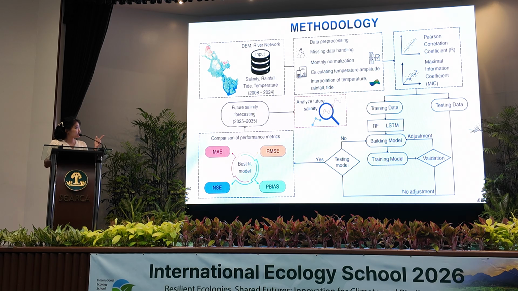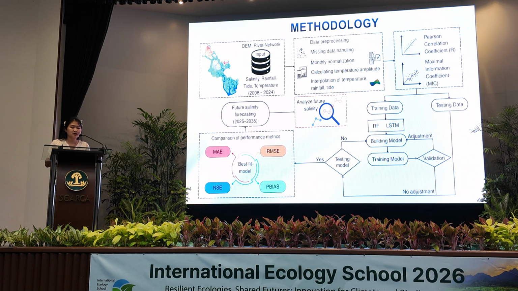The data is split into training and testing datasets. Then we build models using both random forest and long short-term memory algorithms. Each model goes through training and validation with adjustment until testing confirms good performance. We then compare performance using 4 metrics to select the optimal model. Finally, the optimal model is used to forecast future salinity for the 2025 to 2035 period.